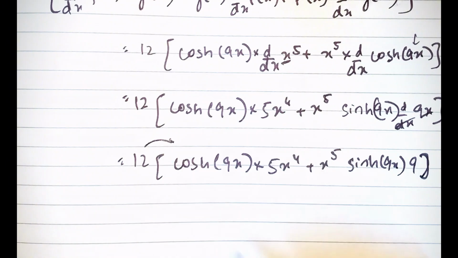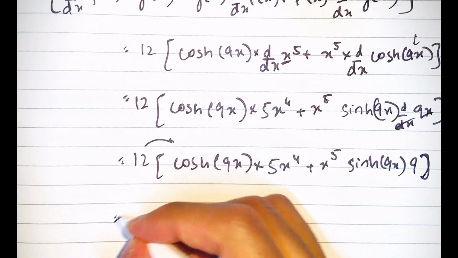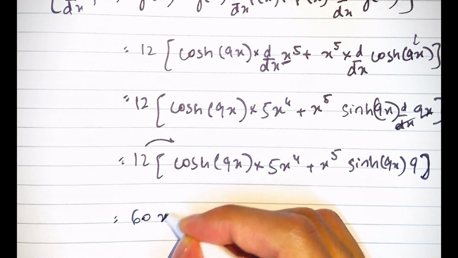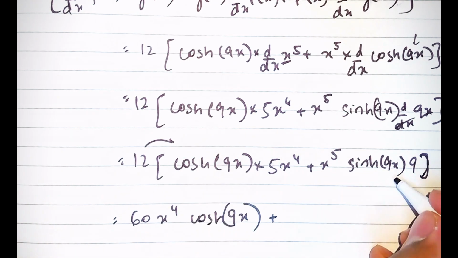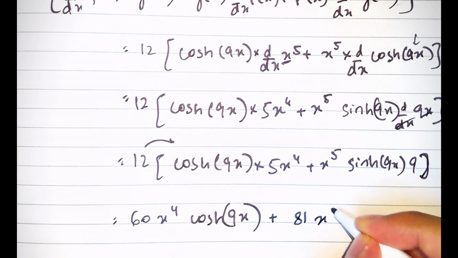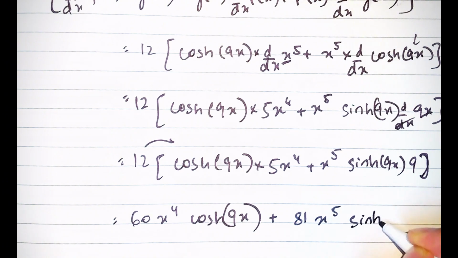You can multiply this 12 inside, so we will be left with 12 multiplied by 5, which is 60, x^4 cosh 9x, plus 12 multiplied by 9, which gives us 108, x^5 sinh 9x. Okay, so this is the final derivative.